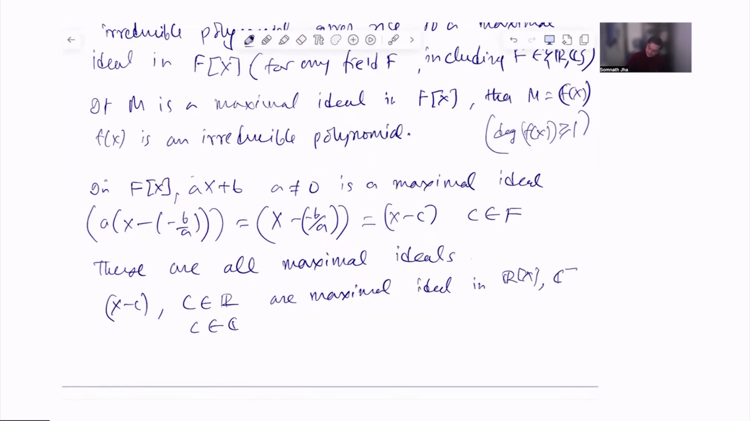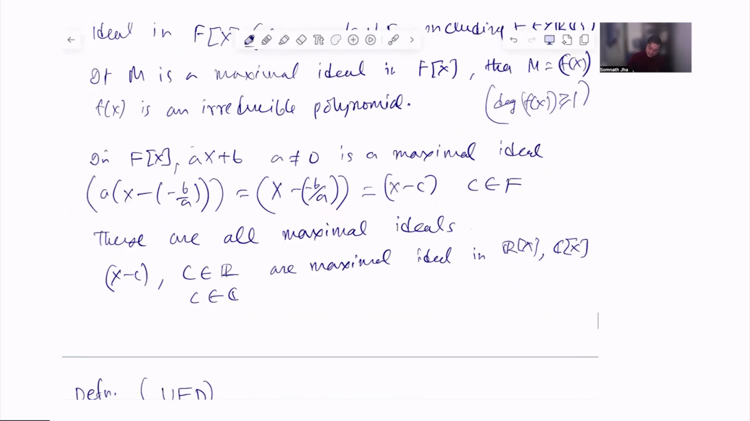Question is, are there any others? So we have seen actually the example that R[x] mod (x squared plus 1) is isomorphic to C. So in R[x] there are other maximal ideals. So (x squared plus 1) is a maximal ideal in R[x]. Okay. But what about C[x]?